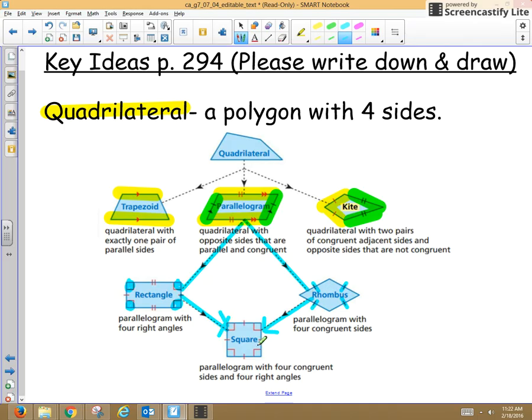And a square is a parallelogram with four congruent sides, 1, 2, 3, 4, and four right angles, as you can see here. So a square is a rhombus, and a square is also a rectangle. So pause if you need more time to copy this down. It's also found in your textbook.